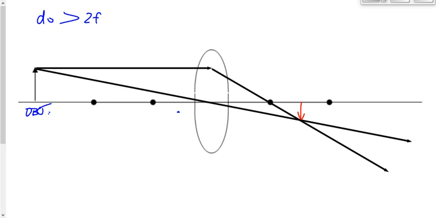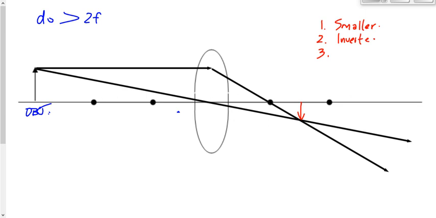We're going to label the three characteristics or the three attributes of that image in whatever order you want. Doesn't matter. What's one of them? It's smaller, yeah. The image is smaller than the object. You can have trouble determining whether it's bigger or smaller or same size. Take a ruler and measure it. In this case, I think it's fairly clear that it's smaller. What else? It's inverted, yeah.